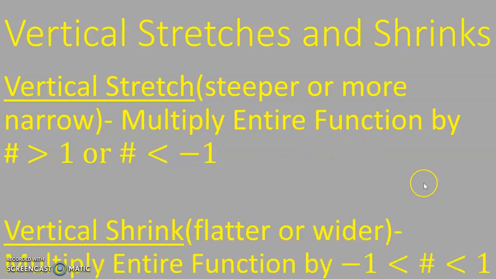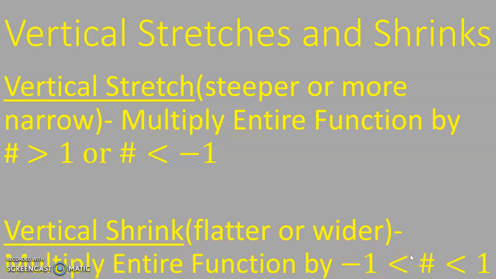A vertical shrink, sometimes called a vertical compression, is flatter or wider depending on what kind of shape you have. And that's when you do every other possibility. You multiply the entire function by a number between -1 and 1. So when you multiply, it tends to affect the steepness, whether it's flatter or wider or more narrow. It sort of compresses it in or makes it steeper or less steep. Notice that 1 and -1 are not an option.